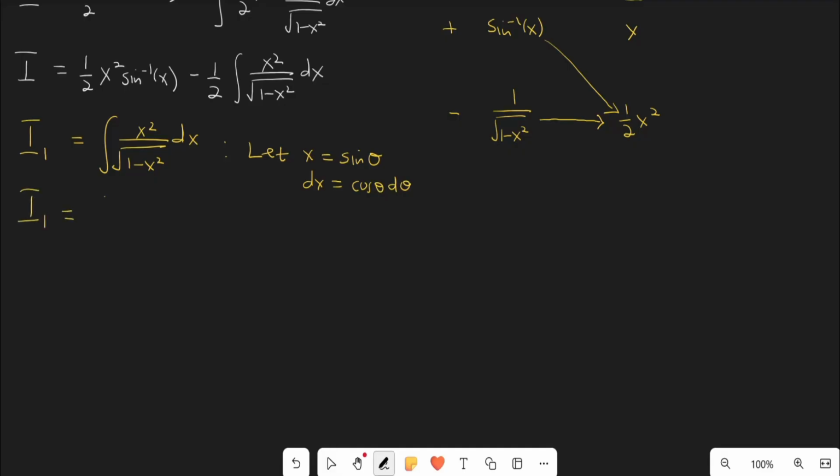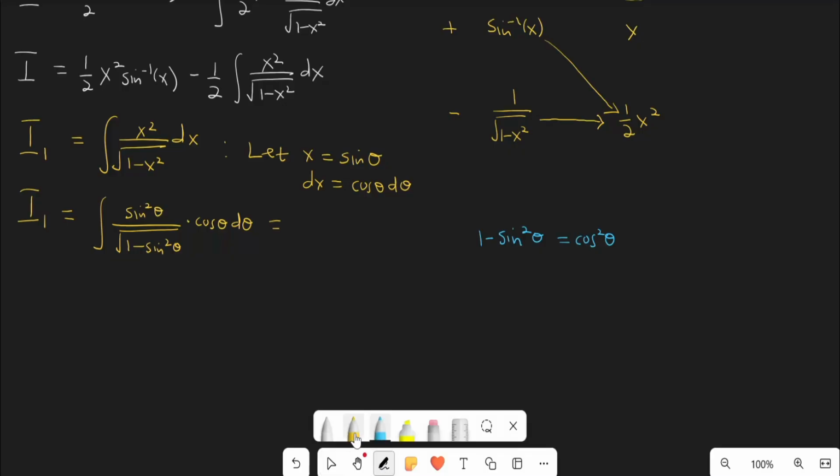And now let's take our integral into the theta world. So I1 is going to be the integral. X squared is sine squared of theta, because x is sine of theta, all over the square root of 1 minus sine squared of theta. And dx is cosine of theta d theta. From the Pythagorean identities, we know that 1 minus sine squared of theta is the same as the cosine squared of theta.